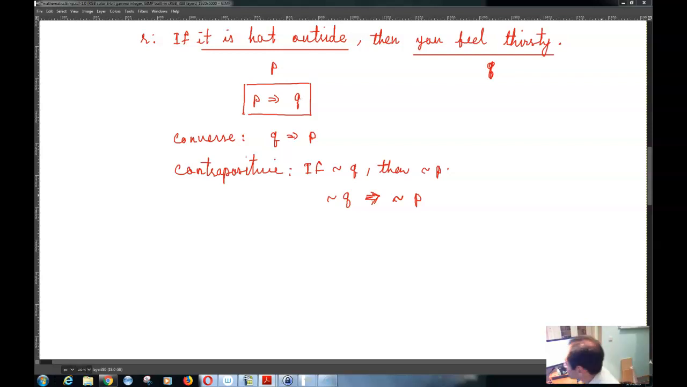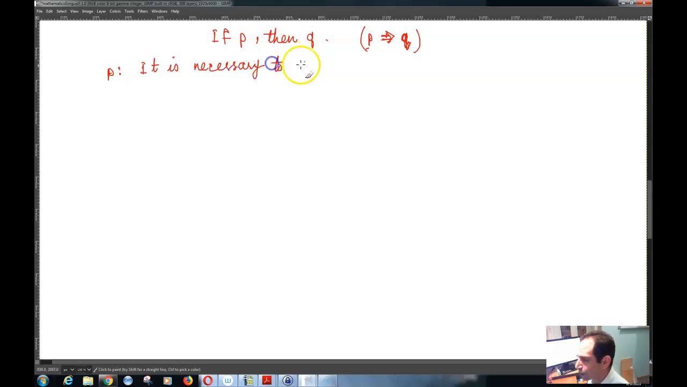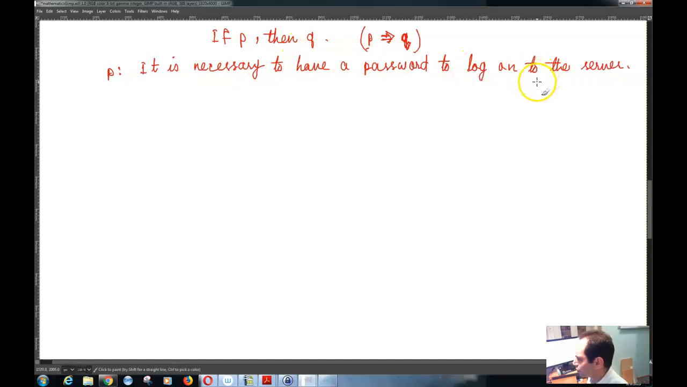Now question number 3 is write each of these statements in the form if P then Q. You want to write it in the form P implies Q. Okay, so the first statement that we have is P. It is necessary to have a password to log on to the server.